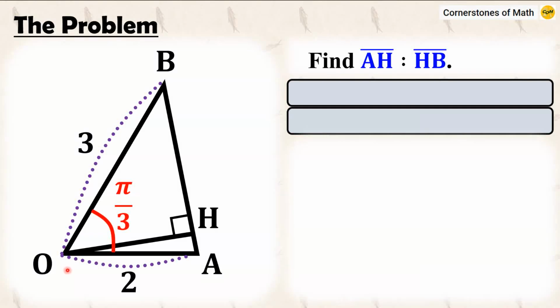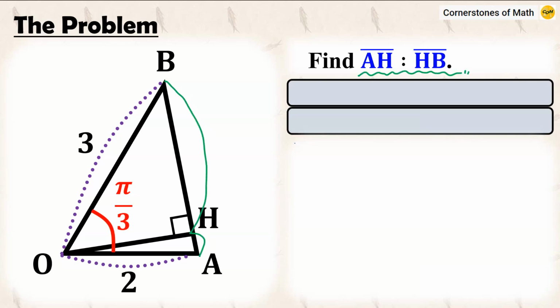Consider triangle OAB with length of OA equals 2 and length of OB equals 3 and angle AOB equals pi over 3. Let H be the foot of the perpendicular from vertex O to side AB. Then what would be the ratio of the length of AH to the length of HB?